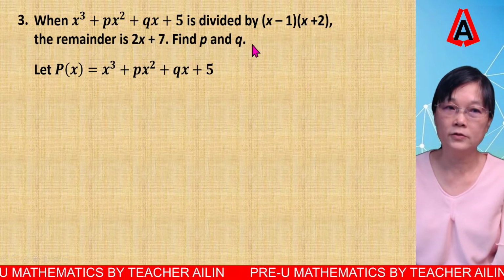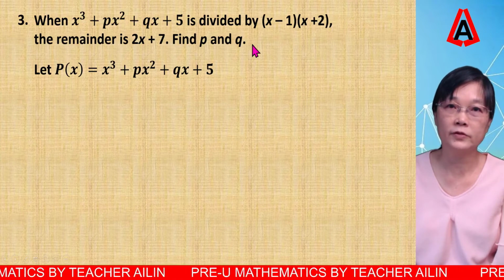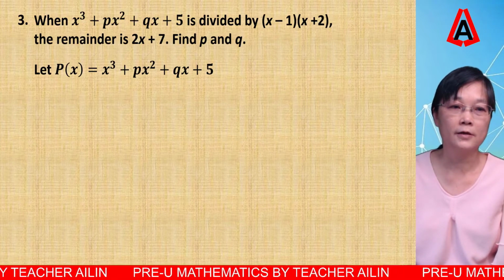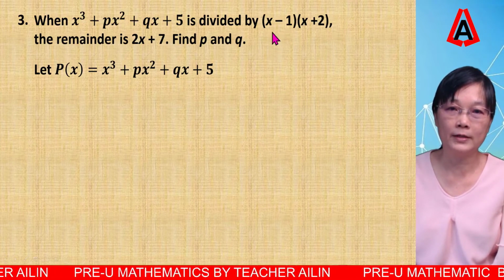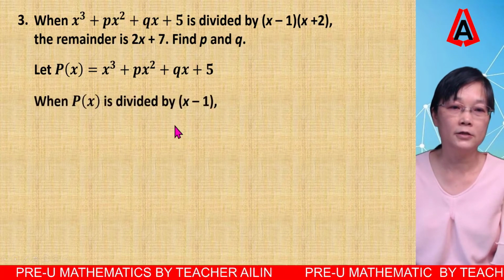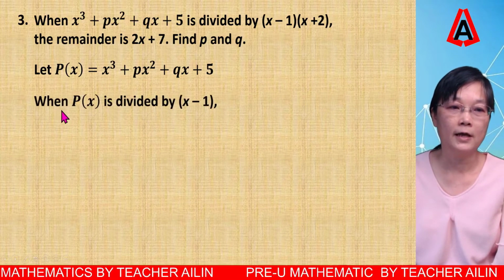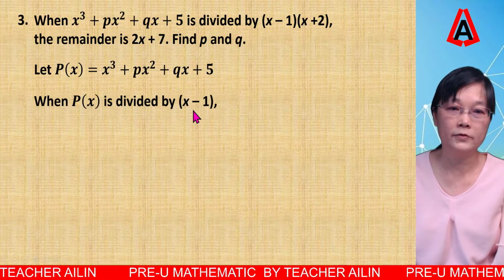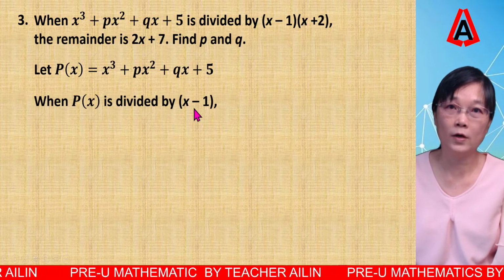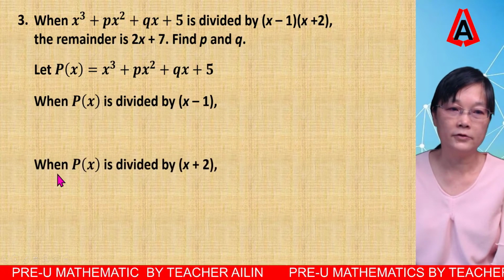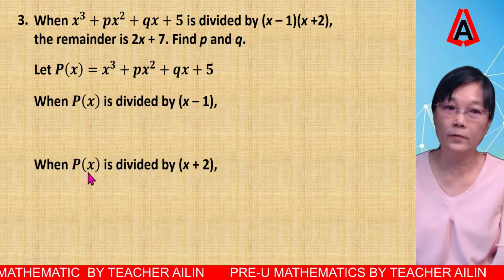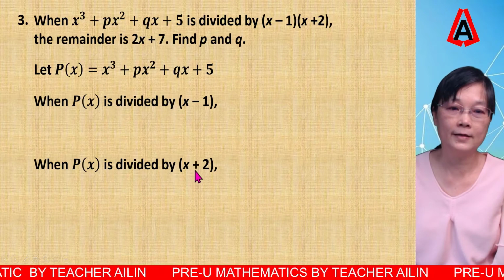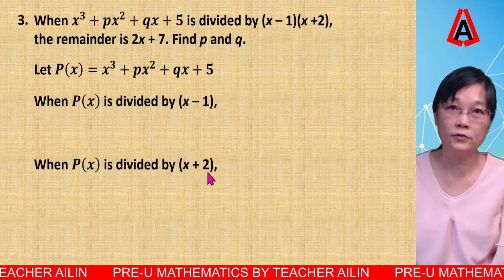So if we want to use the remainder theorem to solve this question, the first step is to separate the divisor into two. First, I try to divide the polynomial by the divisor x minus 1. Then, I try to divide the polynomial by the second divisor, that is x plus 2.